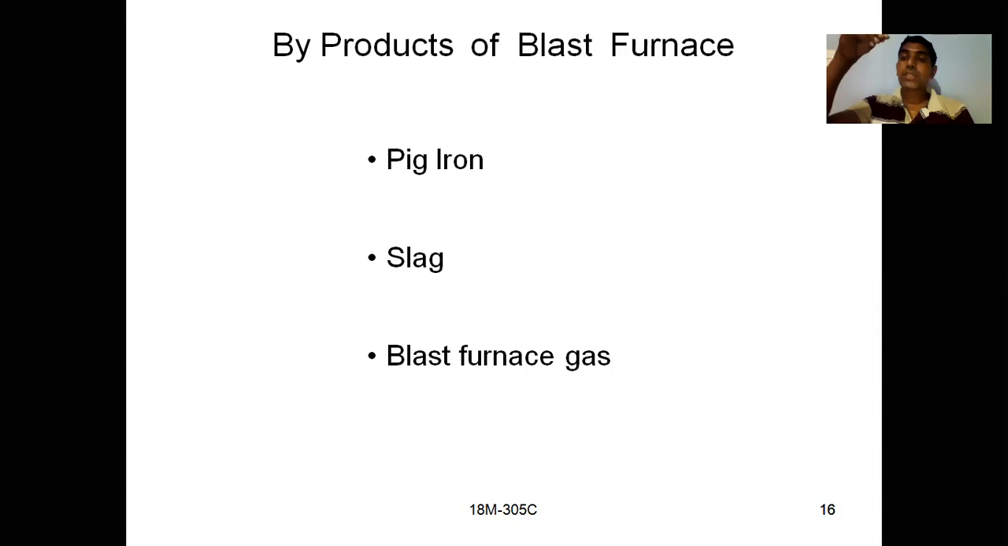So when you charge from the top in layers, in the ratio 3:2:1, first one is iron ore, second one is coke, and third one is limestone. By weight, we will take in the ratio 3:2:1, and we will charge into the blast furnace layer by layer. And from the bottom, you are sending the hot air gases into the blast furnace, and because of that hot gas, coke will burn and different reactions will take place.